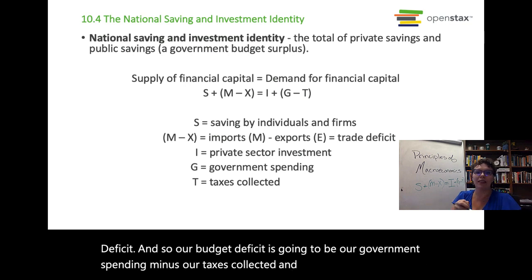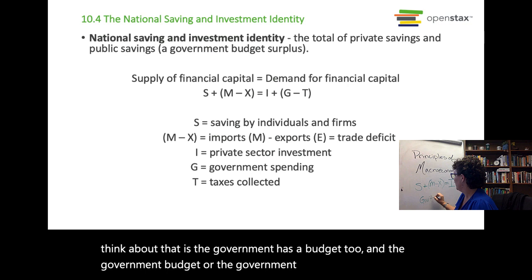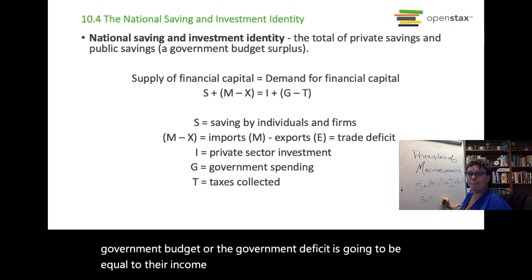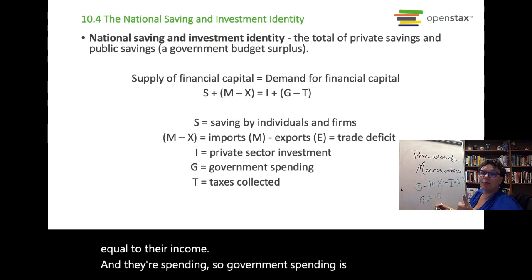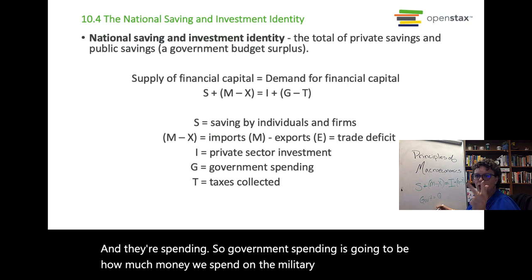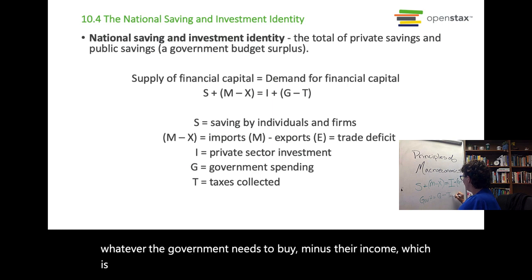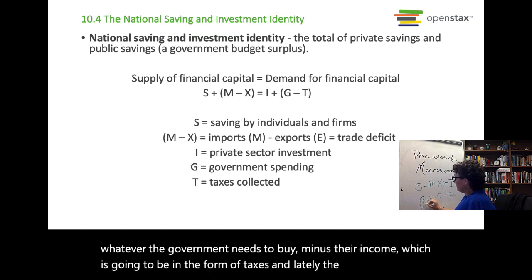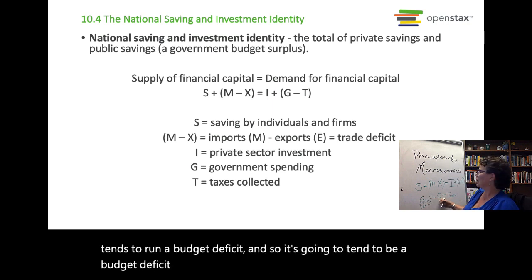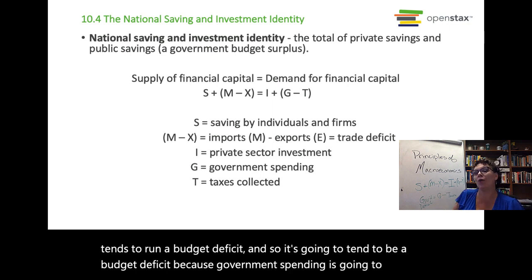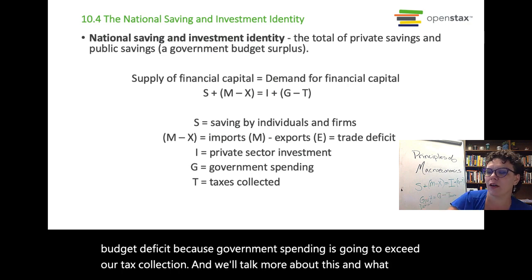And the way you want to think about that is the government has a budget too. And the government budget or the government deficit is going to be equal to their income and their spending. So government spending is going to be how much money we spend on the military, schools, roads, whatever the government needs to buy, minus their income, which is going to be in the form of taxes. And lately, the United States tends to run a budget deficit. And so it's going to tend to be a budget deficit because government spending is going to exceed our tax collection. And we'll talk more about this and what the implications are for our country.